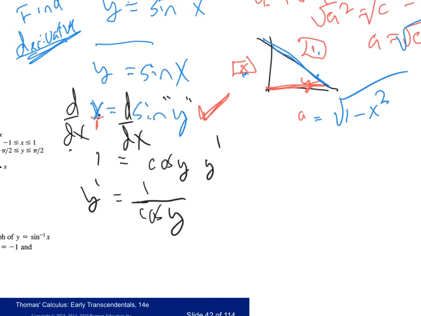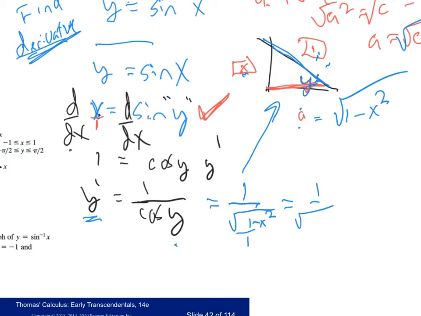So now go look at my answer. My answer for the derivative is 1 over cosine of y. Go back and look at that triangle and say, well, what is the cosine of y? The cosine of y is adjacent over hypotenuse. So that becomes 1 over the cosine, which is adjacent, which is the square root of 1 minus x squared over 1. Well, that doesn't do anything. The answer is 1 over the square root of 1 minus x squared. There's my derivative of arc sine.